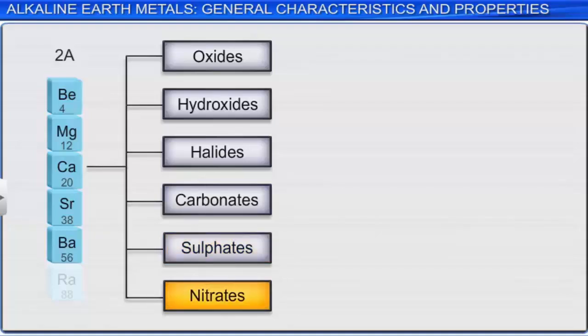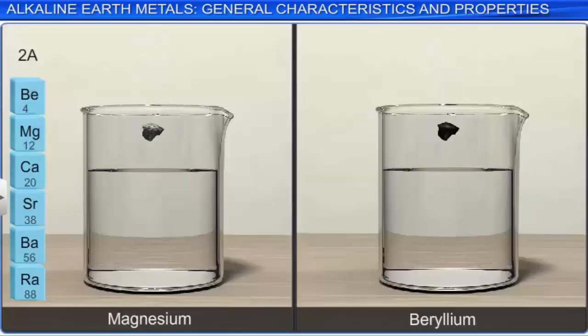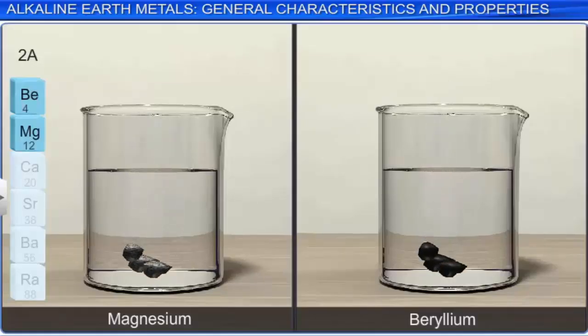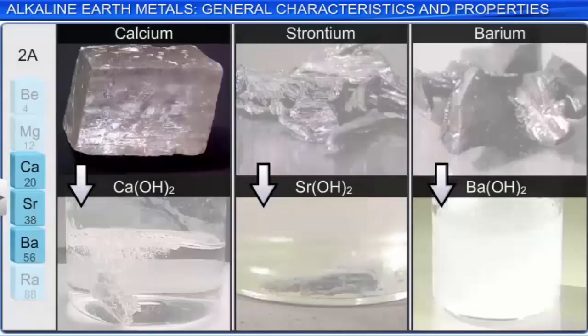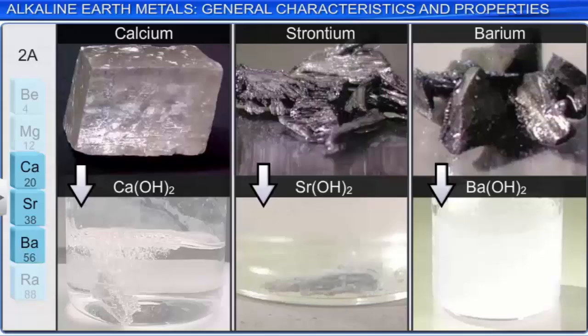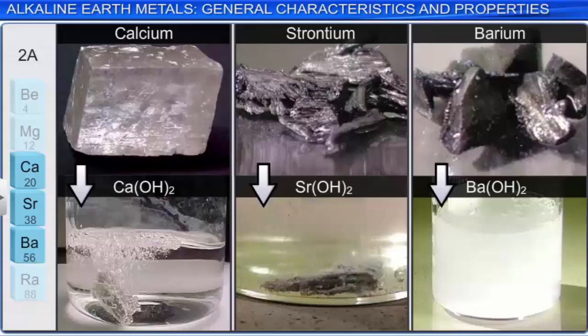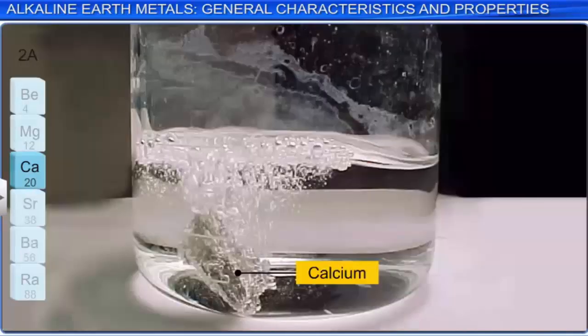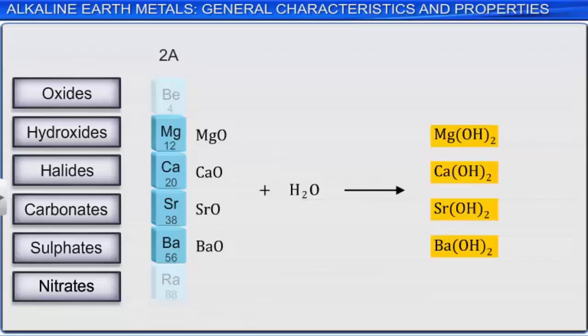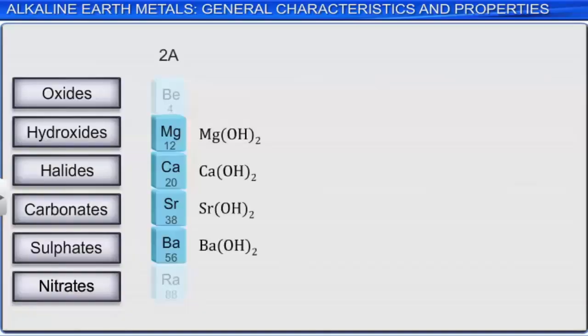Magnesium and beryllium do not react with water, because both the metals form an oxide layer on their surfaces. Calcium, strontium, and barium all react with water at normal temperature to form hydroxides. The reaction of calcium with water is shown here. These hydroxides have low solubility in water and are less basic than the group 1 metal hydroxides.